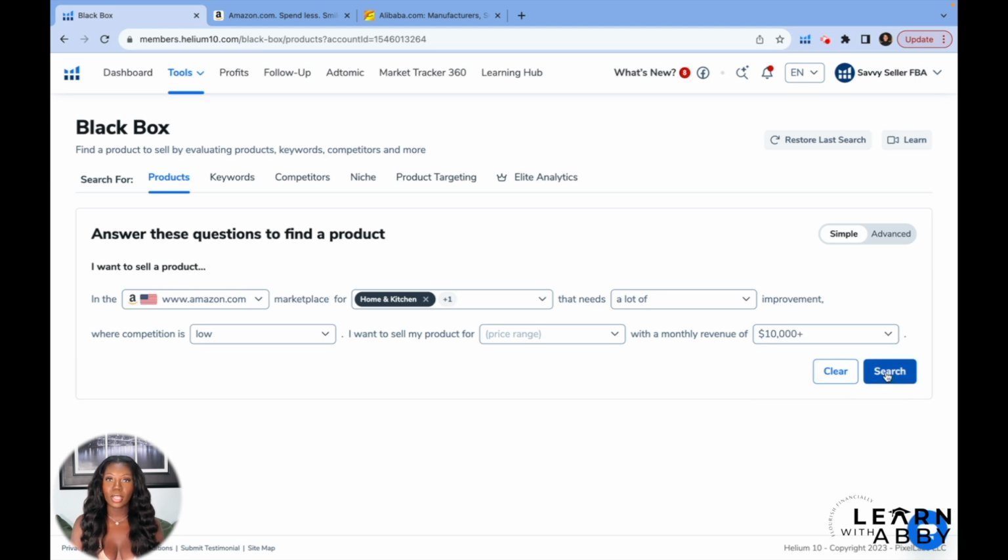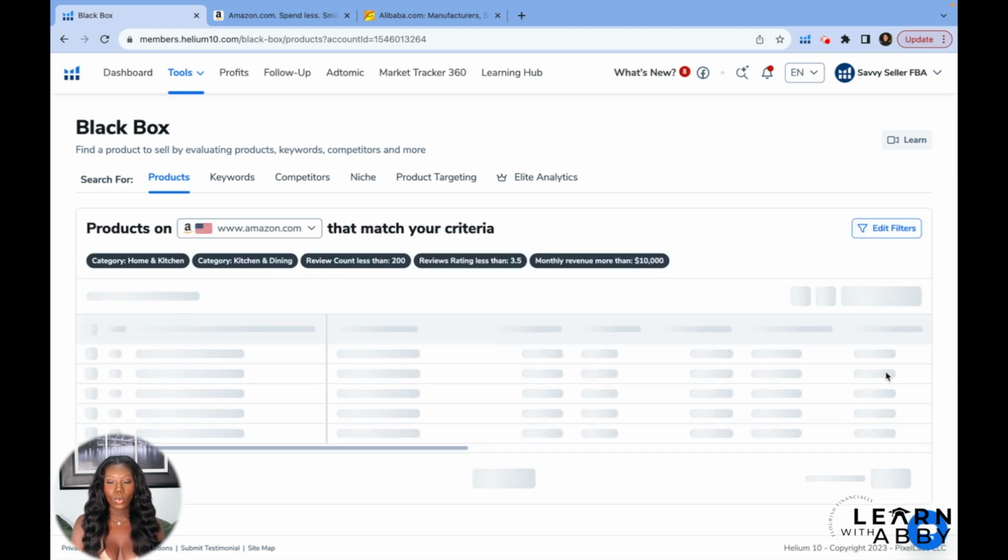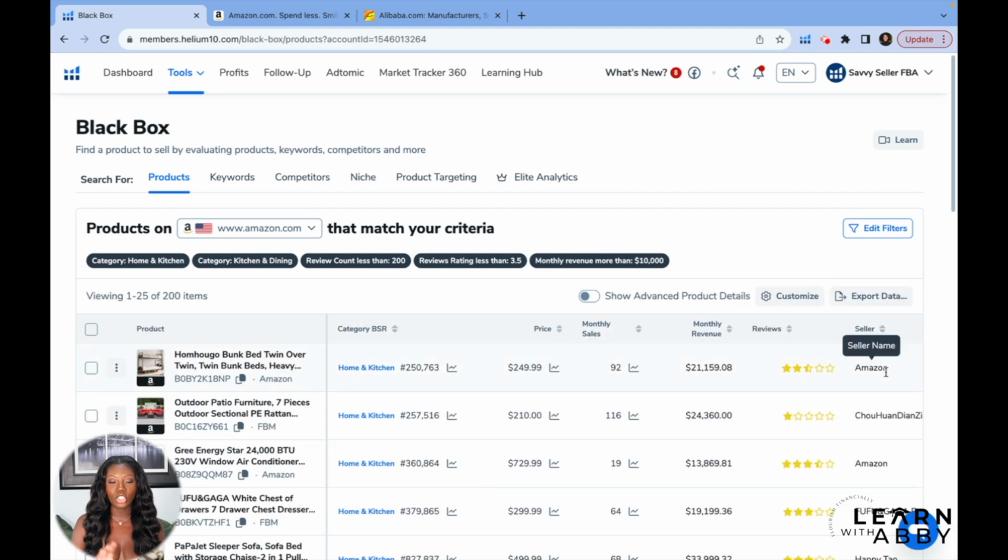And then you can go ahead and click on search. Once again, you can do the advanced option, but we'll save that for another video. And then what Helium 10 is going to do is it's going to generate products that match the criteria that I input. So right now it's going to give me products that are in that range and in those categories that I selected. So as you can see up top, categories: home and kitchen, kitchen and dining.